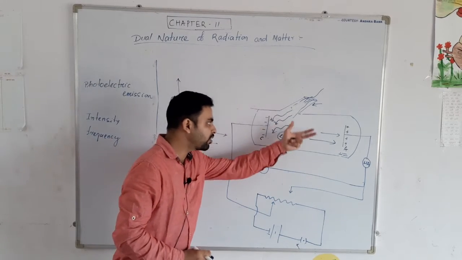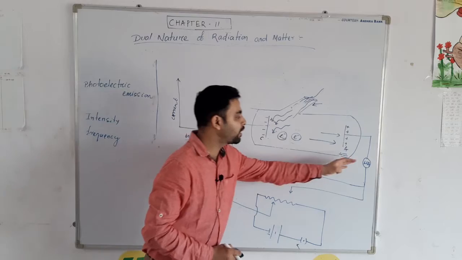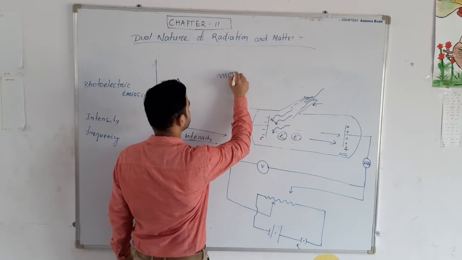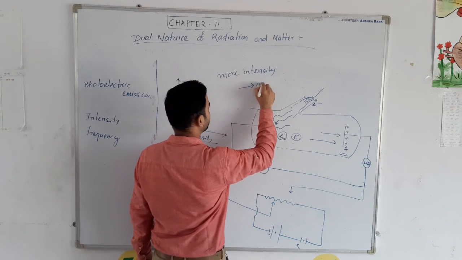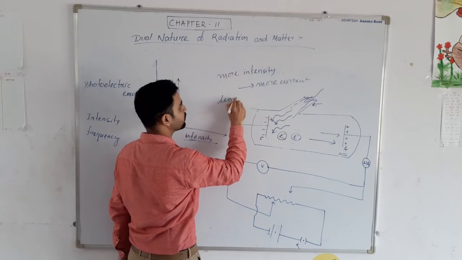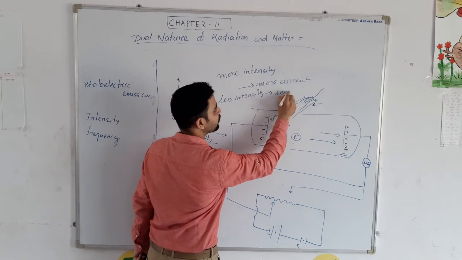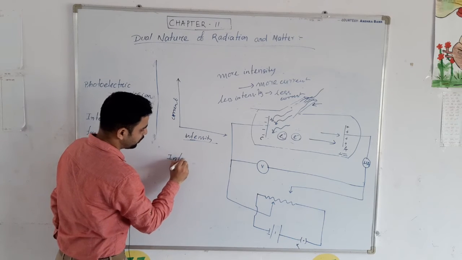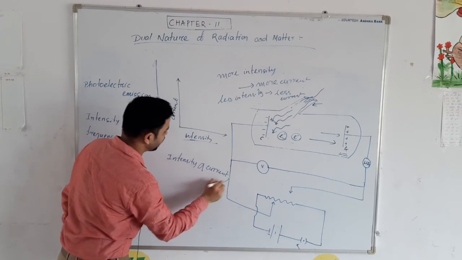Okay, if I decrease the intensity, a smaller number of electrons will be emitted from this plate and I will get less current. That means more intensity implies more current and less intensity implies less current. That means intensity is directly proportional to current.